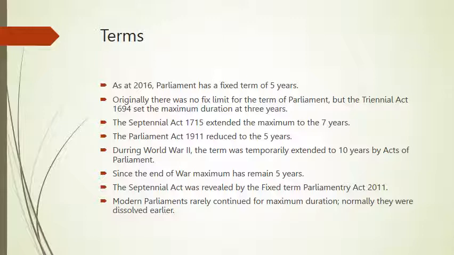During World War II, the term was temporarily extended to 10 years by Acts of Parliament. Since the end of war, the maximum has remained 5 years. The Septennial Act was repealed by the Fixed-term Parliaments Act 2011. According to the Fixed-term Parliaments Act 2011, the maximum period for the parliament remains 5 years. Modern parliaments rarely continue to maximum duration. Normally they are dissolved earlier.